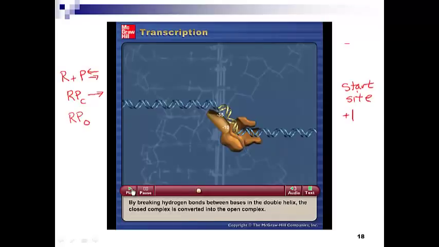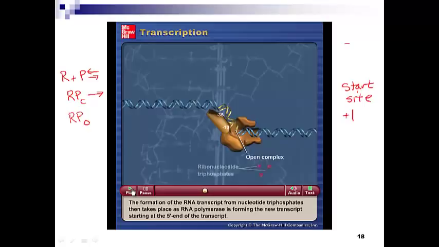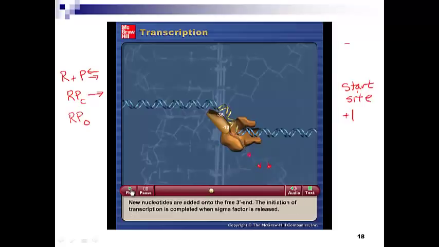By breaking hydrogen bonds between bases in the double helix, the closed complex is converted into the open complex. The formation of the RNA transcript from nucleotide triphosphates then takes place as RNA polymerase is forming the new transcript, starting at the 5' end of the transcript. New nucleotides are added onto the free 3' end. The initiation of transcription is completed when sigma factor is released.